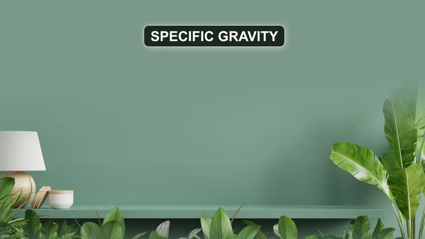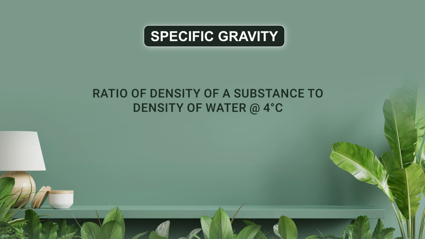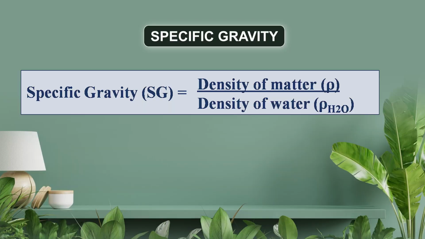The first is specific gravity. There are two terms. One is density, and the other one is specific gravity. Specific gravity basically is a ratio. It is the density of a substance divided by the density of water.